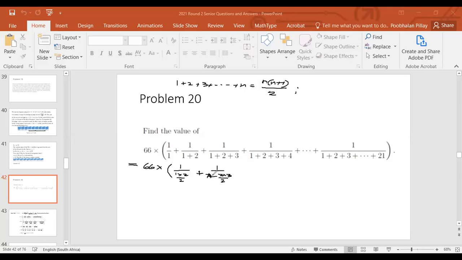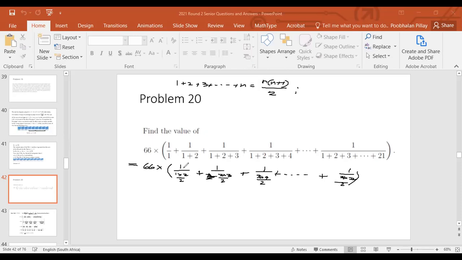That is 1 plus 2, which is 3. And you can see this is going to be 3 also. Here it's 1 over 3 times 4 over 2. That's 1 plus 2 plus 3, which gives you 6, and 3 times 4, 12 over 2 is also 6. So it goes on like this. And here it's 1 over 21 times 22 over 2.